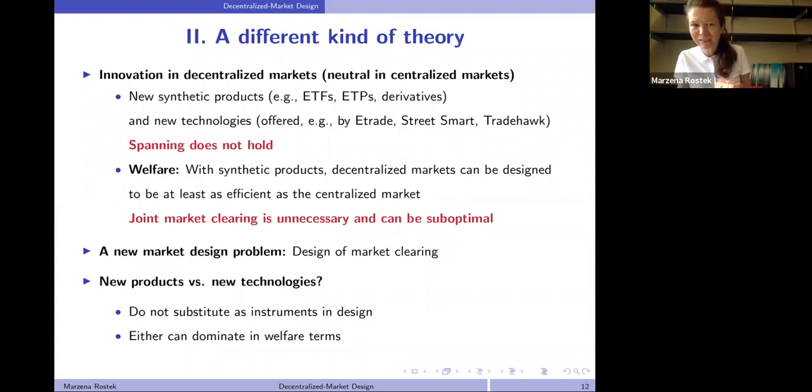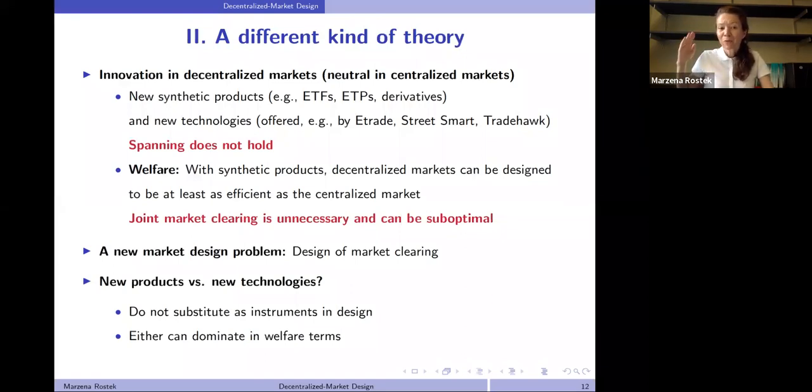Even at the highest frequencies, the volume of orders is so high that right now many providers are trying to come up with new ways to prioritize clearing across traders, right? The problem I'm talking about now is prioritizing clearing across assets, right? So it's complementary in a sense.